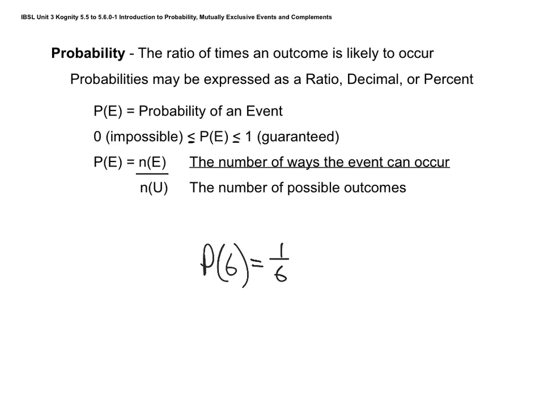So our basic formula, the probability of an event happening is the number of ways the event can occur divided by the number of possible outcomes. So again, how many ways can we roll a 6? 6. How many different rolls do we have? 36. That reduces down to 1/6.